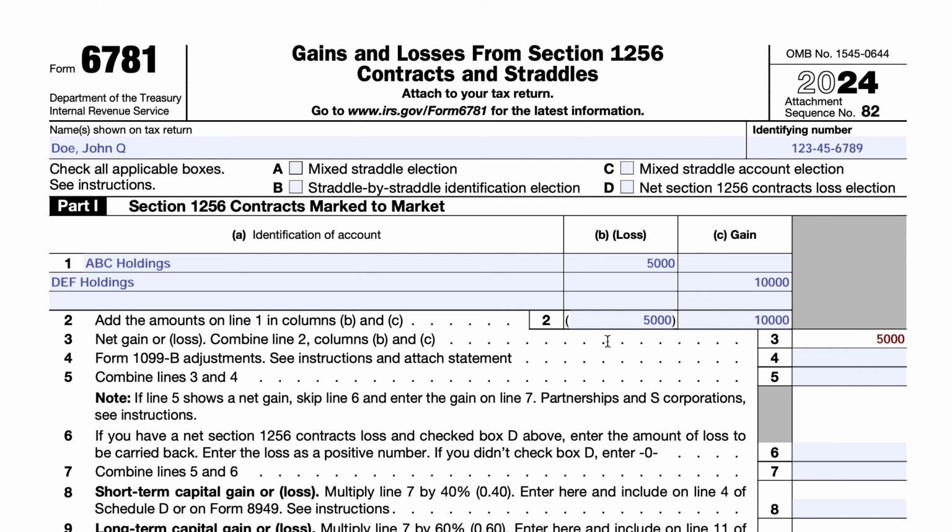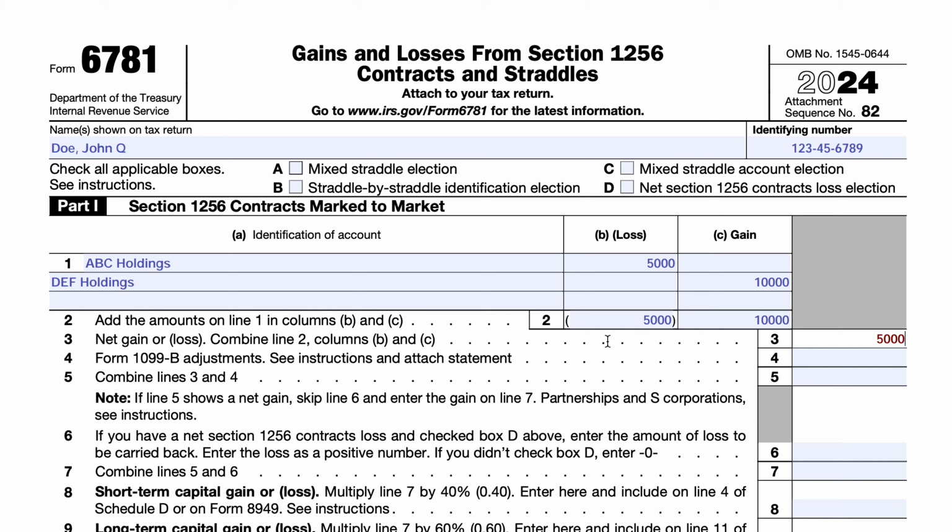Now in line 4, we're talking about adjustments from Form 1099-B. So if the 1099-B that you received includes a straddle or a hedging transaction, then you may need to make certain adjustments. And you would attach a statement listing each of those adjustments to your Form 6781. Then you would put the total in line 4.